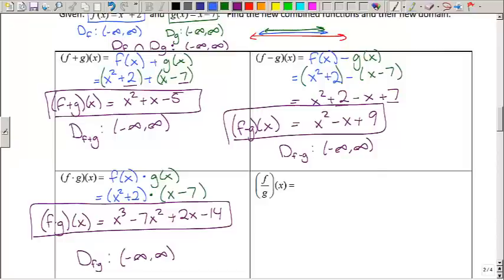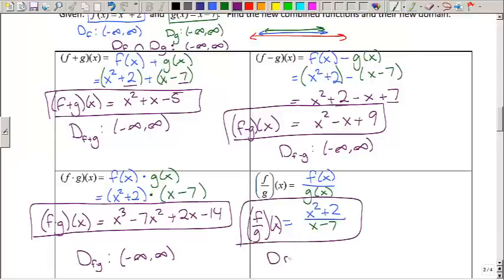For our last example here, I have f divided by g of x. Using the definition, I have f of x divided by g of x. So I substitute in f of x, which is x squared plus 2, divided by my values of g of x, x minus 7. Now, neither of these can be factored or reduced at all, so my function f over g of x is simply x squared plus 2 all over x minus 7.